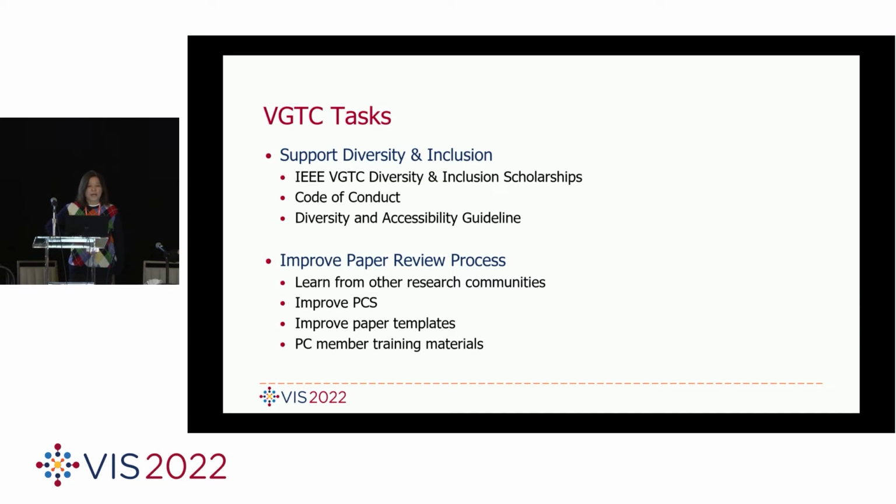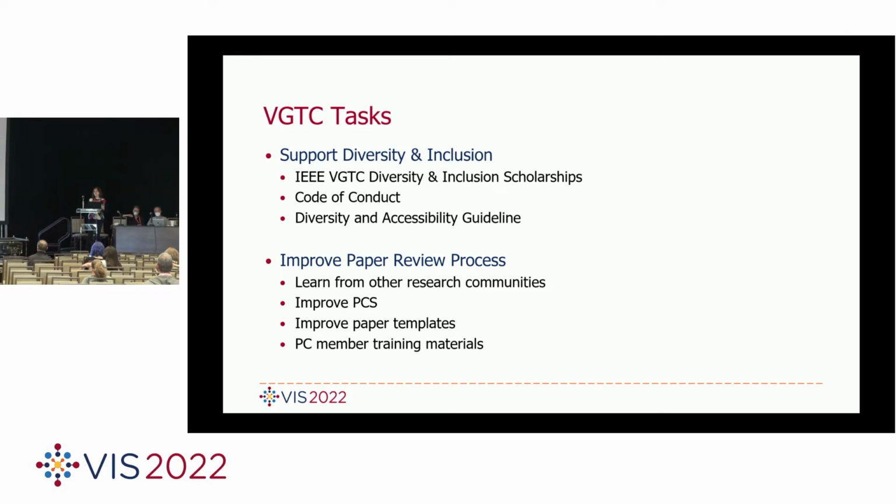And we are also trying to help improve the paper review process. So we are trying to learn from other research communities, whether there is any bias or things that we can improve. We are also funding the money needed to improve PCS, because whenever we want to make changes in PCS, it's not for free. And we are also trying to improve paper templates, and I believe Lonnie is going to talk about that a little bit further. And I'm hoping that we could also develop the training material for PC members.